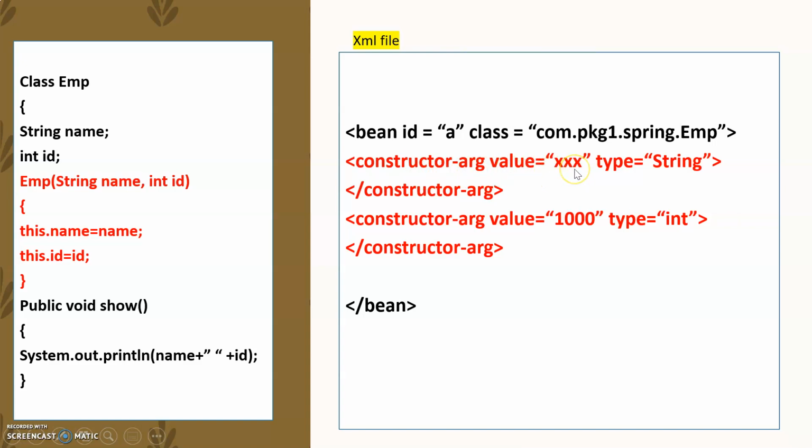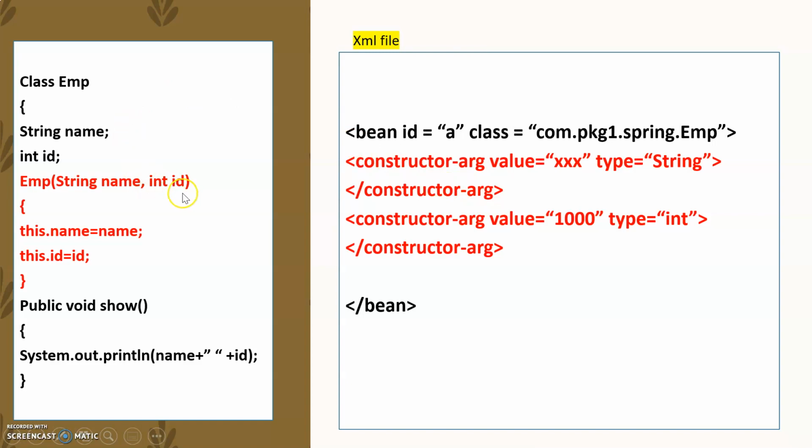A value should always be enclosed in double quotes, whether it is a string, integer, double or float, whatever it may be. And then we have to say what type it is. First we are passing a string, so the type is string, and we close the constructor argument.